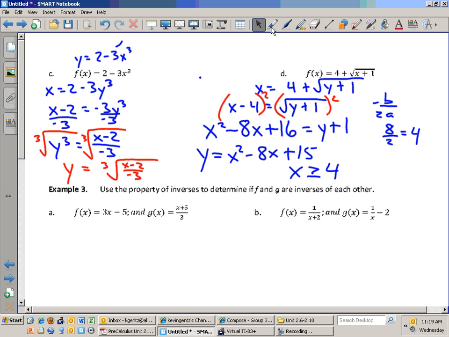So if you do produce something that is not 1-to-1, then you need to account for that by restricting the domain to be something that is workable. Does that make sense?